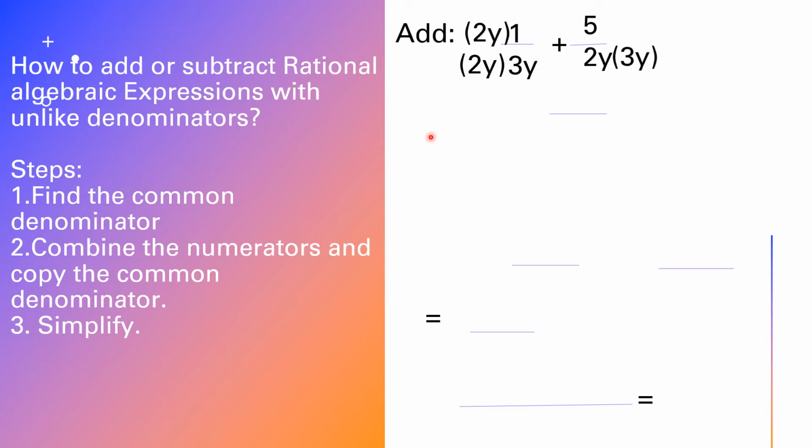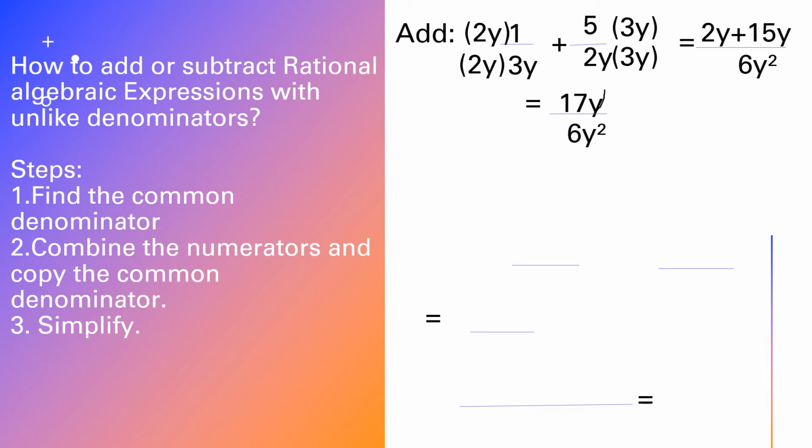Okay, and the other one, 3y times 3y. So, I can simplify this or distribute. This is 2y times 1, that is 2y, and 5 times 3y, 15y, divided by 6y squared. We have here 2y times 3y, 6y squared. Same thing here, 6y squared. Now, combine the numerator, 2y plus 15y, that is 17y, divided by 6y squared.